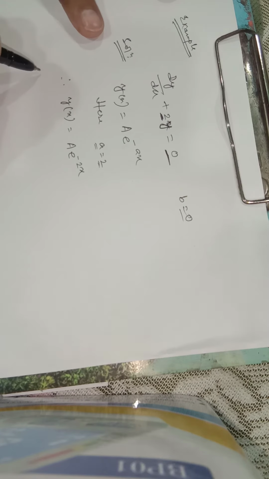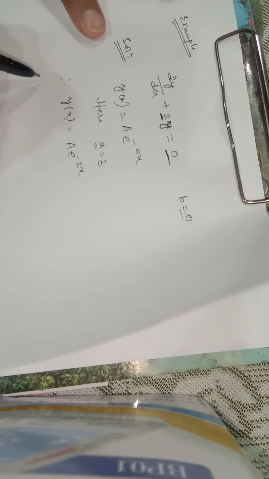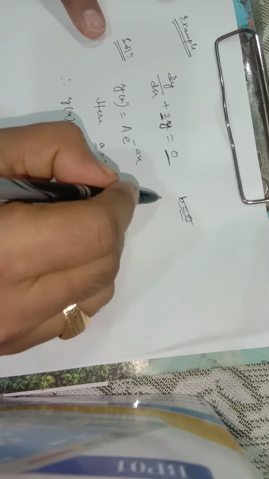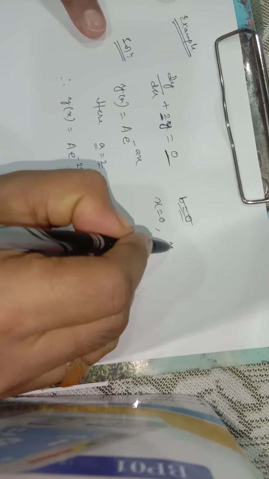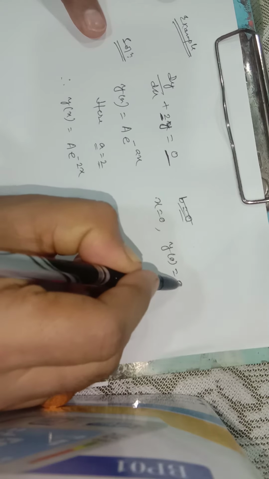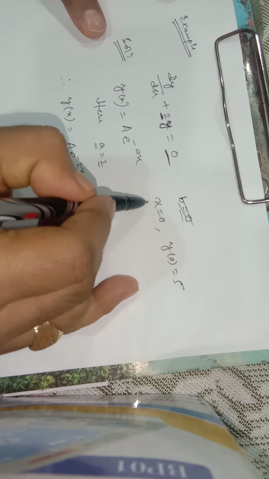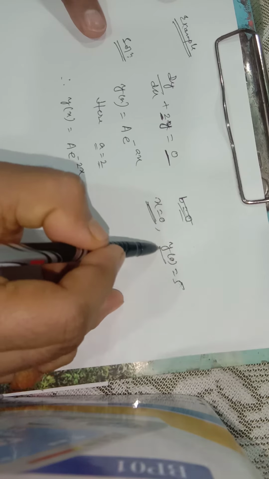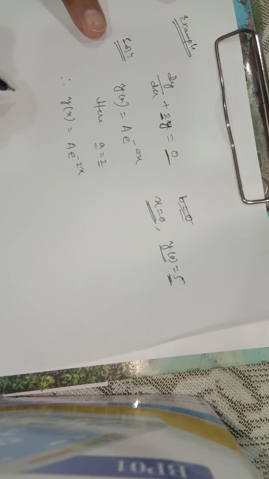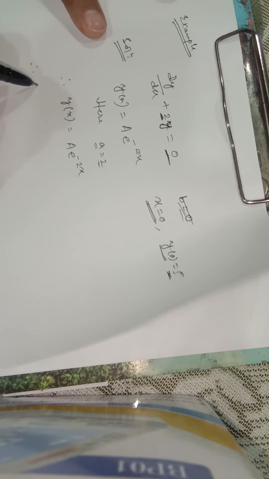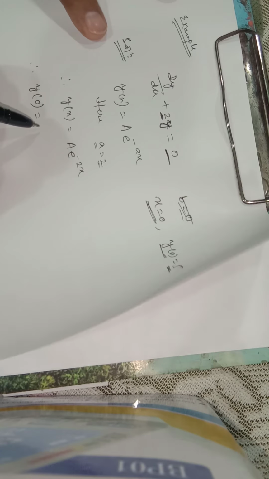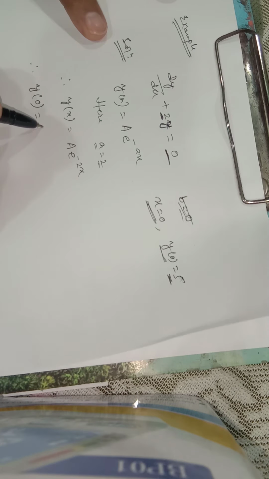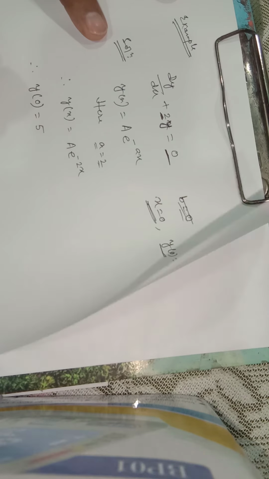Okay, now putting our conditions here, it is given earlier that the initial condition is that when x is equal to 0, then y of 0 is equal to 5. Okay, so if we put x is equal to 0, then y of 0 is equal to 5, that condition is given. Now we can write for x is equal to 0, y of 0 is equal to, that value we get here, it is 5.